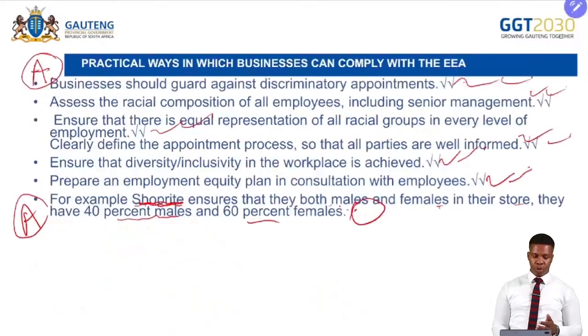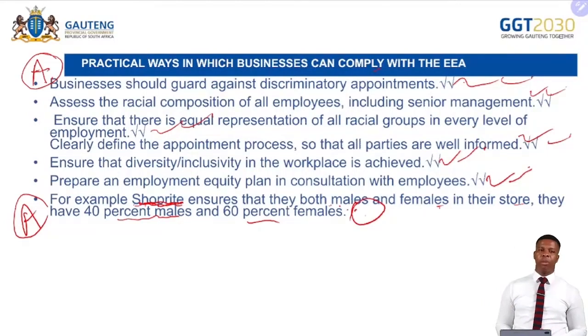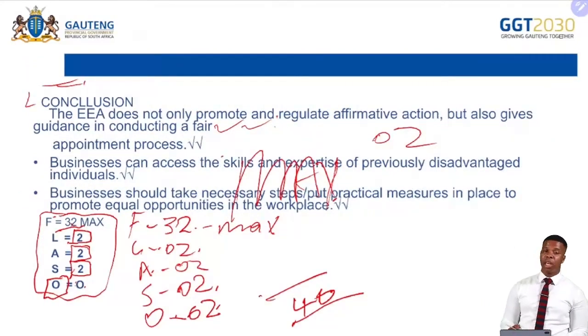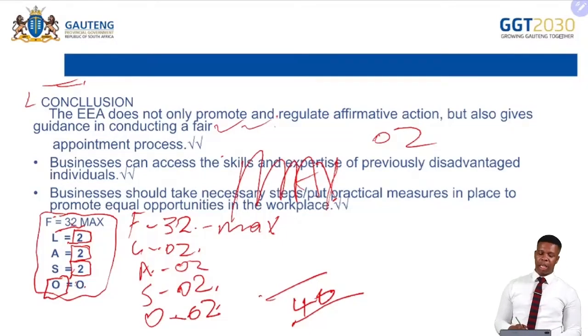And that example, you should not create a subheading for the example. It should be an example within the subheading. As you see, practical ways to comply. For example, ShopRite ensures that they have both males and females. So please make sure that you provide examples so that you get 40 out of 40 for your essay.